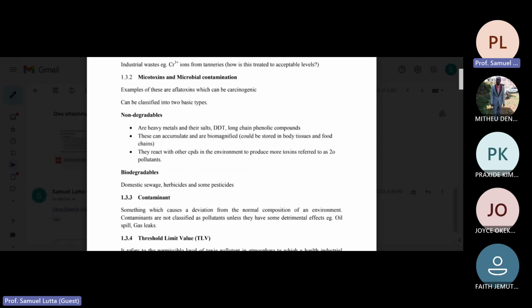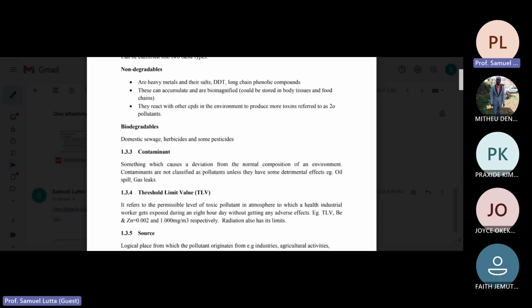Some of these chemicals, the organic ones like DDT, don't break down at all, but there are some which break down and form friendly products. So we say the difference between contaminants and pollutants, we should be able to know. We say a pollutant is detrimental. It has negative effects. A contaminant may not. It's just there in large amount and may not have any effect. So contaminants, generally, are not classified as pollutants.